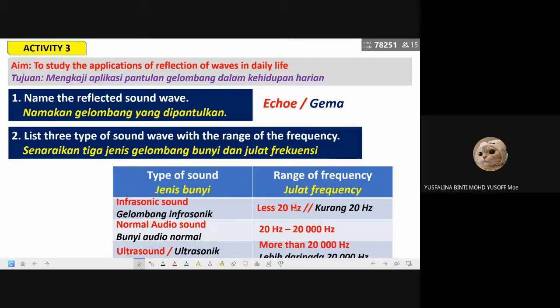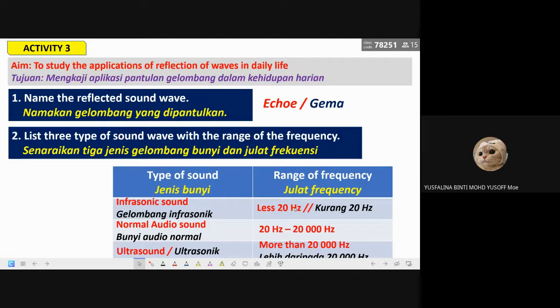So list 3 types of sound wave with the range of frequency. The first is infrasonic sound, which is less than 20 hertz. Normal audio sound is 20 hertz to 20,000 hertz. This is the range humans can hear, only 20 hertz until 20,000 hertz. For ultrasonic, it is more than 20,000 hertz.